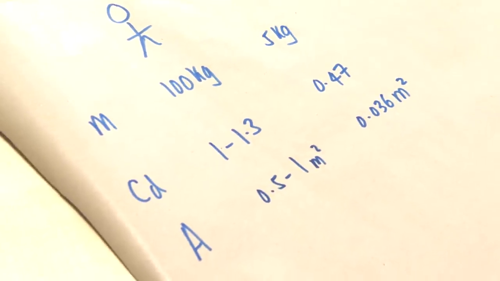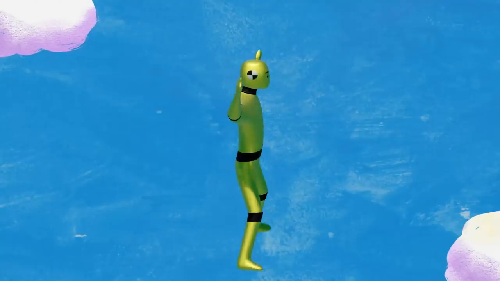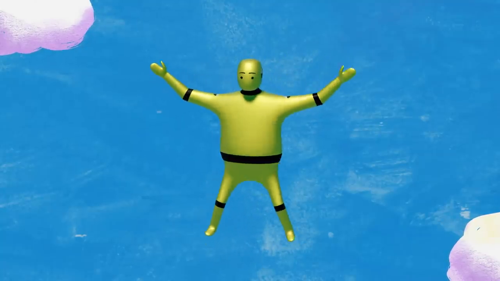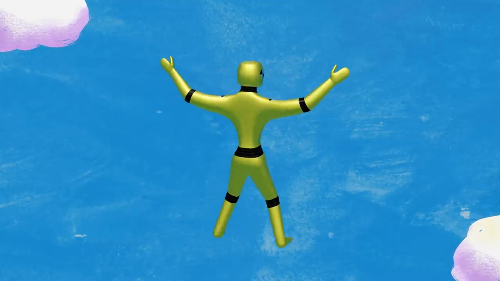There's enough of a range in there. I think I actually used 1 in the calculation, so it's a reasonably big human. Feel free to input your own numbers, maybe measure yourself and find out what your frontal area is, and plug it into the formula to see how fast you would be.